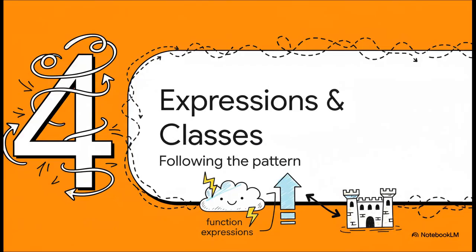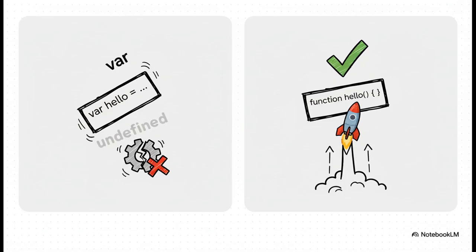Awesome. So to really round out our understanding, let's take a quick look at how function expressions and classes fit into all of this. You'll see they follow the exact same patterns we've just learned. So, you can assign a function to a variable, right? That's a function expression. In that case, the variable itself gets hoisted just like any other var variable. So it exists, but its value is undefined.